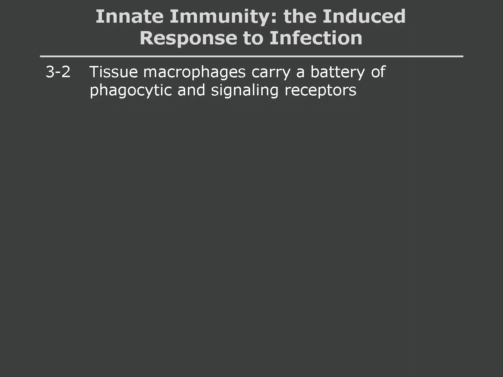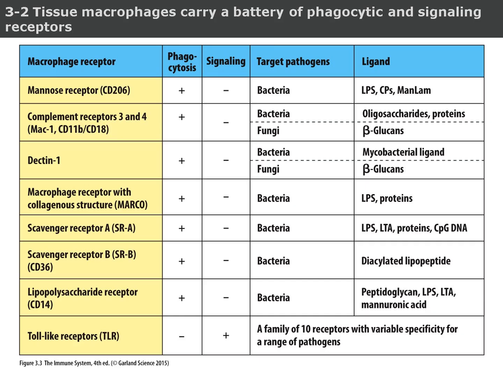Tissue macrophages carry a battery of phagocytic and signaling receptors. This table presents the various types of receptors found on the surface of tissue macrophages, which are immune cells that act as sentinels throughout the body. Each of these receptors plays a distinct role in identifying and responding to invading microorganisms.